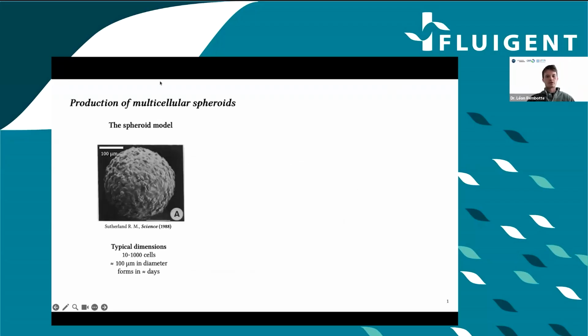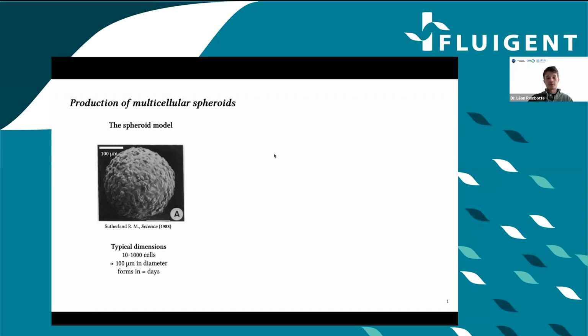So first, a very quick introduction to why all this work and the motivations for these projects. So a quick introduction to multicellular spheroids and more generally 3D cellular aggregates. So spheroids are, simply put, a ball of cells, which can comprise a few hundred to a few thousand cells and measure typically a few hundred microns in diameter.